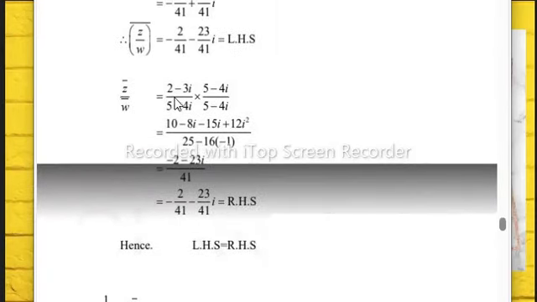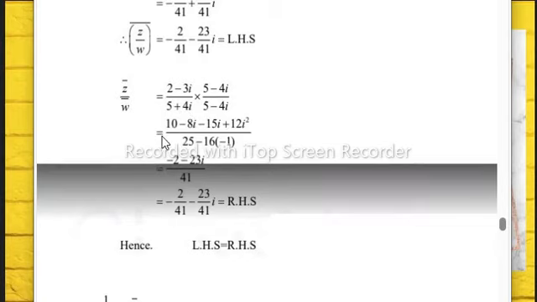So let's see, 2 minus 3 iota upon 5 plus 4 iota. The value of z is not placed here, but the value of z conjugate, which is 2 minus 3 iota, we have to write here. Now the value of w conjugate is 5 plus 4 iota. You already know that in the conjugate value the sign changes, because the value of w was 5 minus 4 iota, that's why we write 5 plus 4 iota as the conjugate of w.